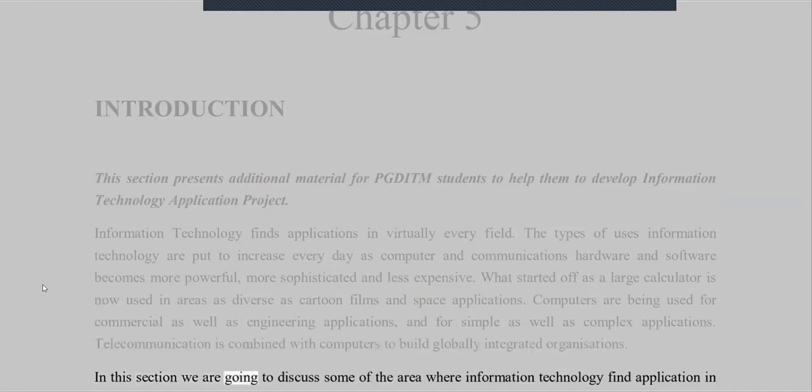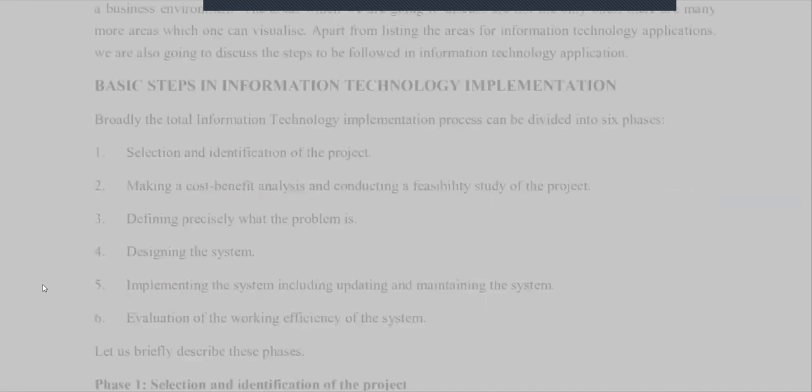In this section, we are going to discuss some of the areas where information technology finds application in a business environment. The areas which we are going to discuss are not the only ones, there are many more areas which one can visualize. Apart from listing the areas for information technology applications, we are also going to discuss the steps to be followed in information technology application. Basic steps in information technology implementation. Broadly, the total information technology implementation process can be divided into 6 phases.